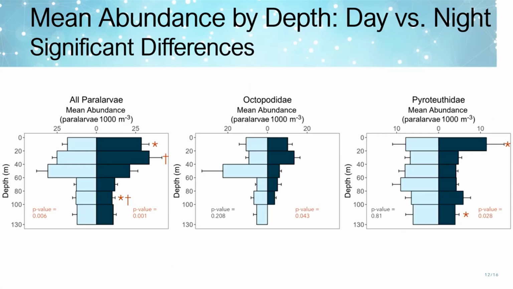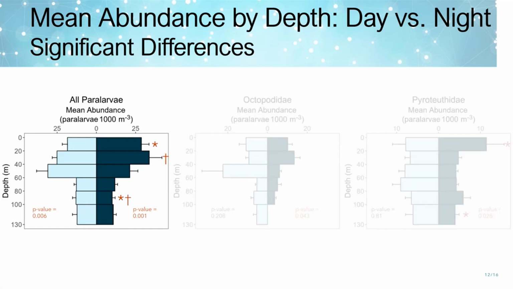I found that only 2 families, as well as this group of all paralarvae, had significant differences in mean abundance. First, looking at the group of all paralarvae, I found that the mean abundance between depth bins differed significantly both during the day and at night. But the Dunn's test with p-value correction only identified 2 pairs of depth bins with significant differences. The 0 to 20 meter bin and the 20 to 40 meter bin had significantly higher abundance at night than the 80 to 100 meter depth bin.